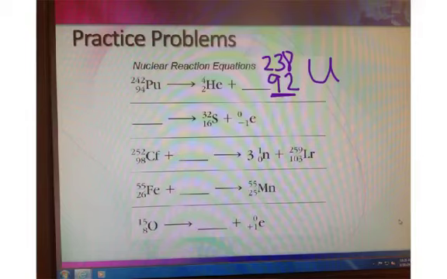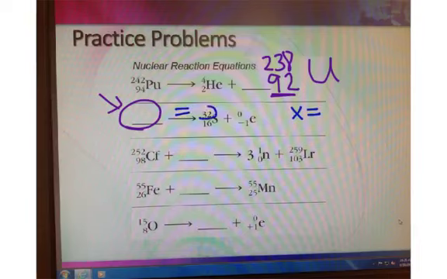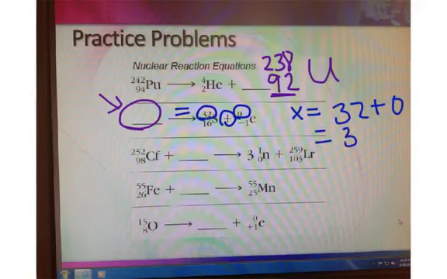Now to do the next one. Okay, so once again, we're just solving for this guy, because that's the blank. It doesn't matter which side, as long as you're just looking at the blank. So what number equals 32 plus 0? So 32 plus 0 is equal to 32.